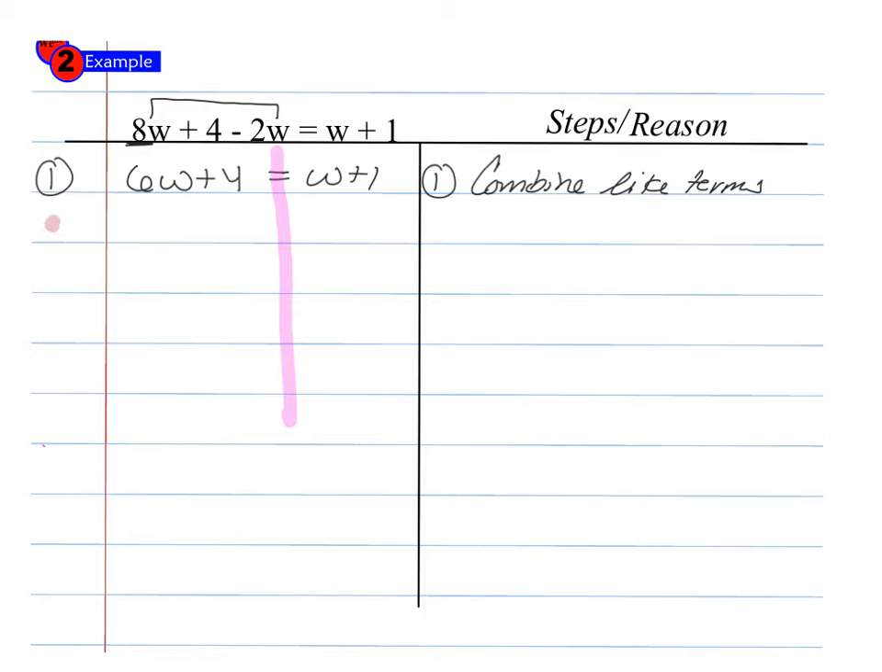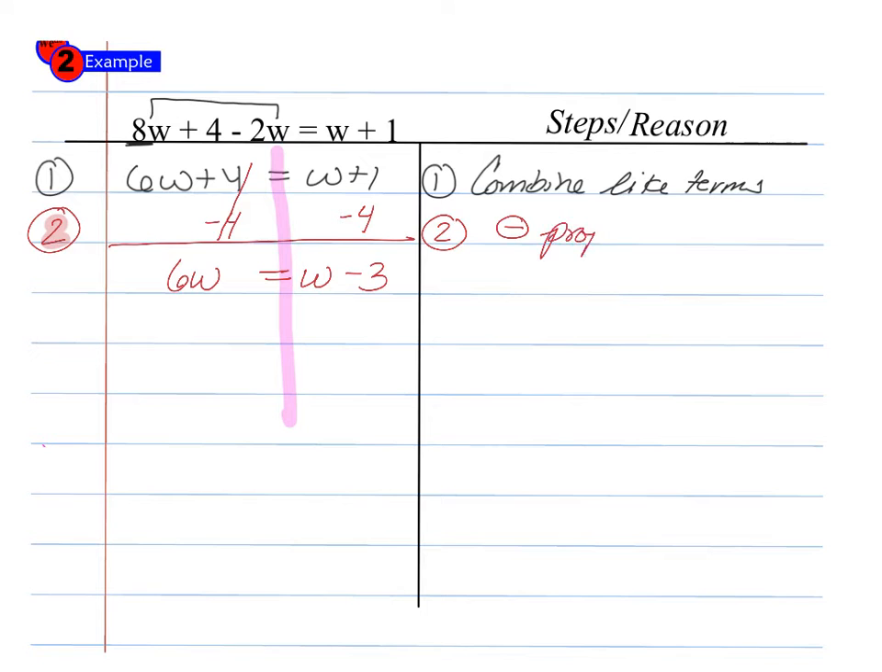So the next thing would be I want to move or isolate my 6w. I want the 6w to stay on the left side, and I'm going to move that 4 by doing its opposite. So I'm going to subtract 4 from the 4 and from the positive 1. That becomes a 0, and I'm going to have 6w is equal to w minus 3. And since I subtracted a 4 from both sides, that's the subtraction property of equality.